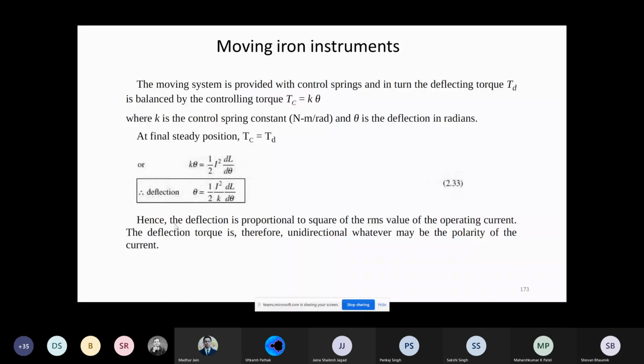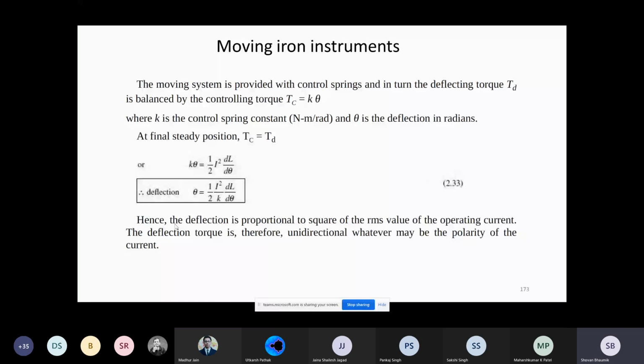If the current is DC, it is directly proportional to the square. If the current is AC, then what will happen? It is proportional to the RMS value of the operating current. That you have to remember.